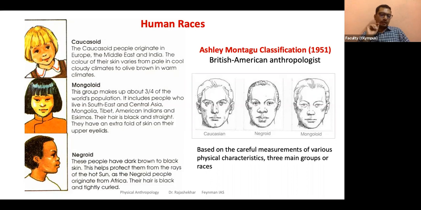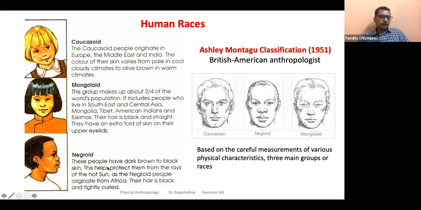The most common feature that you notice in them is the Mongoloid eye. There is an extra fold of skin on the eyes, and the opening of the eye is narrow. So based on that, this is one key characteristic by which we classify them. I'm going to talk to you briefly about those characteristics and how we measure them. And the third group is Negroids.